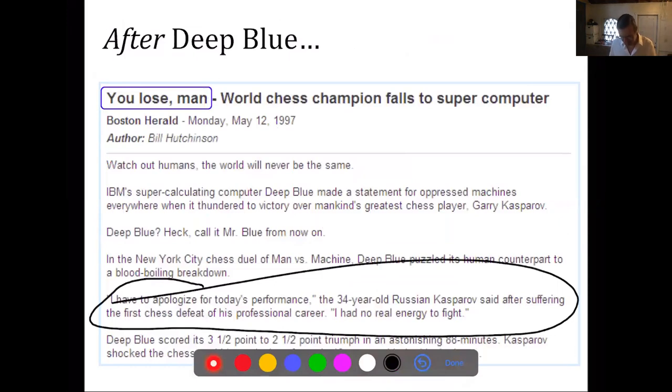I apologize for today's performance, the 34-year-old Russian Kasparov said, after suffering the first chess defeat of his professional career. I had no real energy to fight. This is typical. The first time people lose to a computer, they kind of make excuses for themselves. You know, oh, I was having a bad day. I didn't get enough sleep. I didn't have the energy for it. You know, that sort of thing.